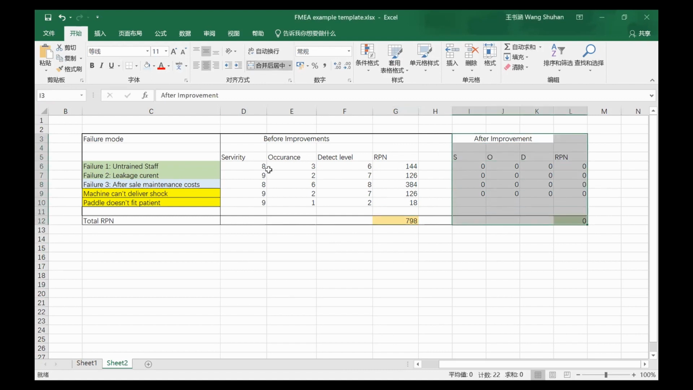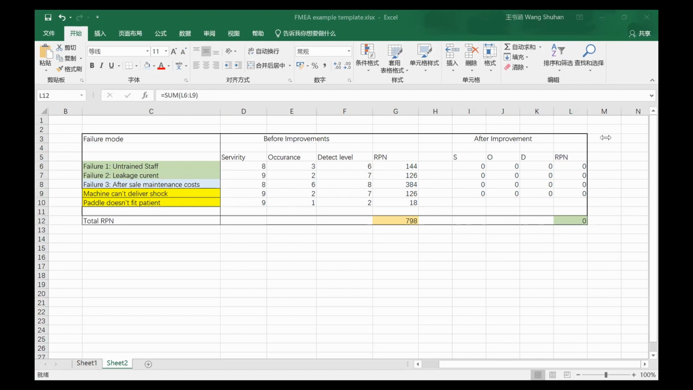After we improve step by step for each of these failures altogether, we do this analysis once again for each failure or each risk. And then we compare the difference between total RPN before and after. So we can have a very successful and complete risk analysis.